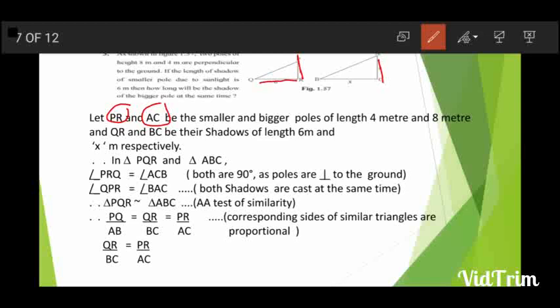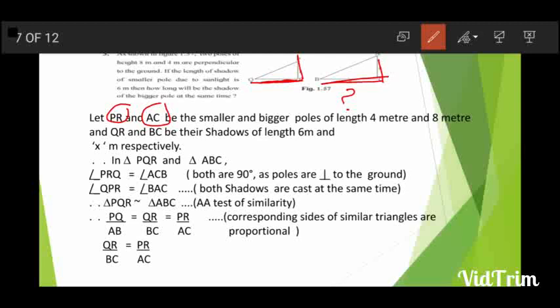and the shadow of the smaller pole is QR, that is 6 meter, and the shadow of the bigger pole BC is X meter. It's not centimeter, it's meter. Then they have asked us to find the length of the shadow of the bigger pole. Now for this, first let us prove that the two triangles are similar.